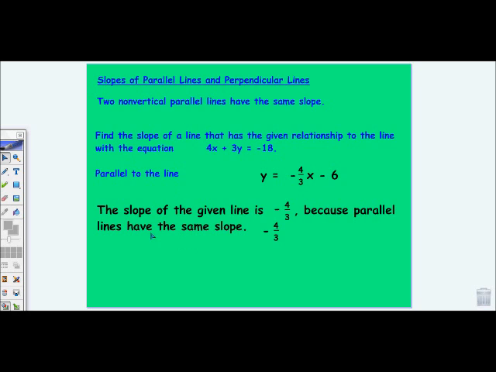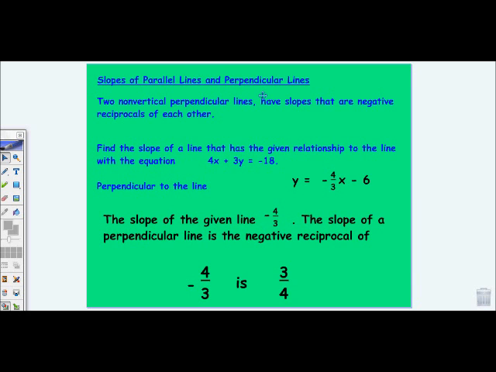Let's go through some of the rules again. So two non-vertical parallel lines have the same slope. Find the slope of a line that has the given relationship to this equation. So what did we do first? We went ahead and put it in y-intercept form, and then we could look at the slope, and it needs to have the same slope.